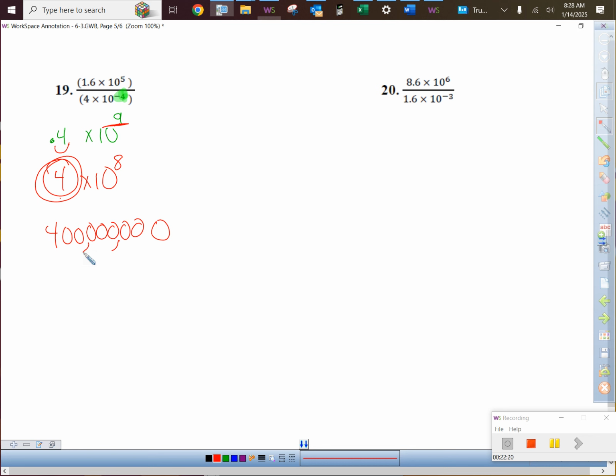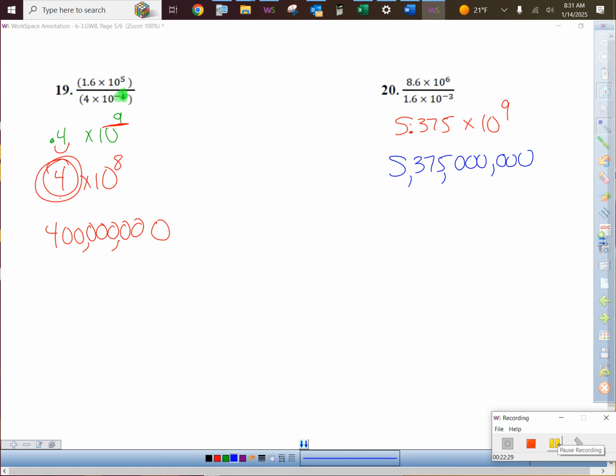Try number 20. I divided the 8.6 by 1.6 and got 5.375. Subtracting these exponents from each other, I got 6 minus a minus 3. And I got a 9 out of that. What do you think?